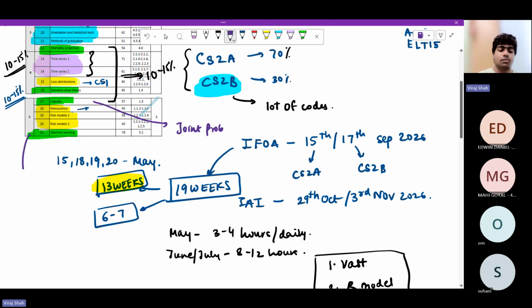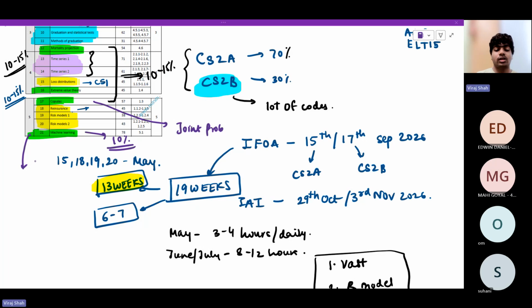Last but not the least, machine learning. This chapter alone again has a 10% weightage in your CS2. Again, it was introduced in 2019. With respect to your theory part, it is going to be a lot. There's a lot of theory to study in chapter 21, but it is going to be easy. I will make sure that we make this easy.